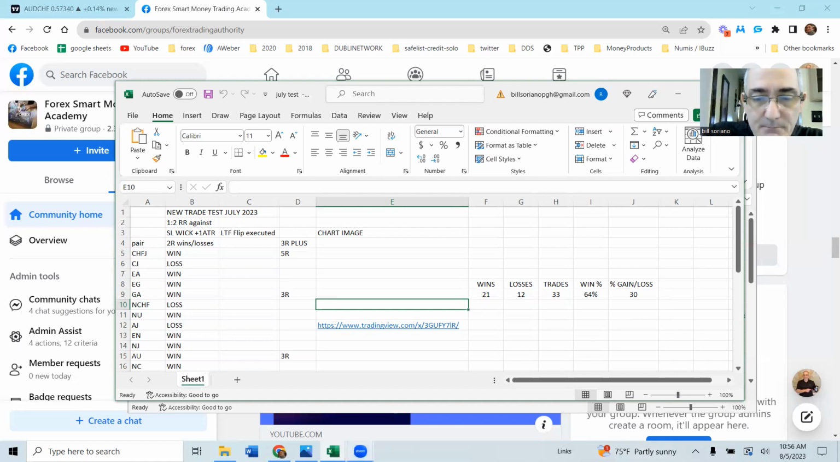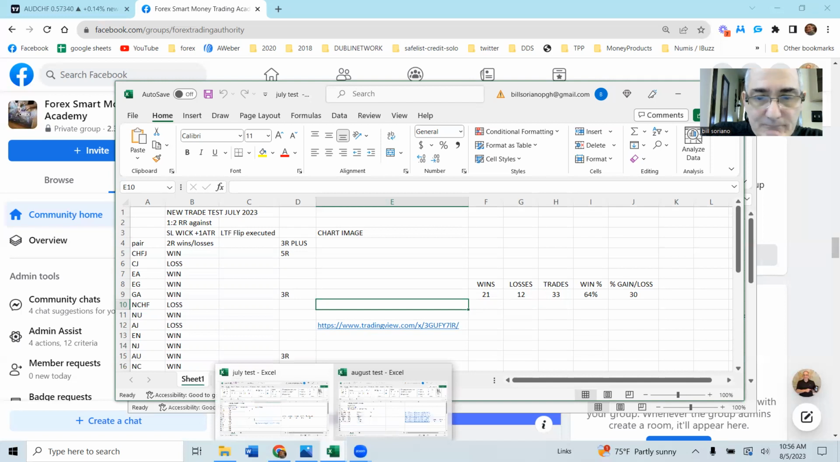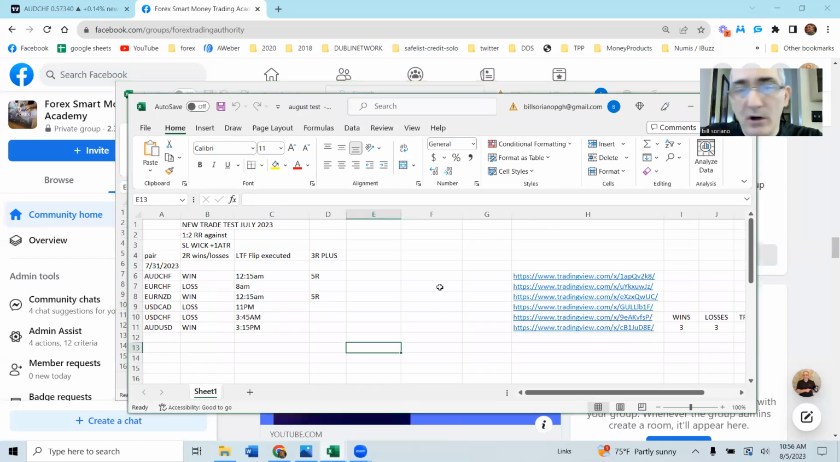So now let's look at the month of August so far. We have 1 week in August, and this is the trade recap we're going to go over for this week. There were 6 trades this week, okay? 3 were wins and 3 were losses.